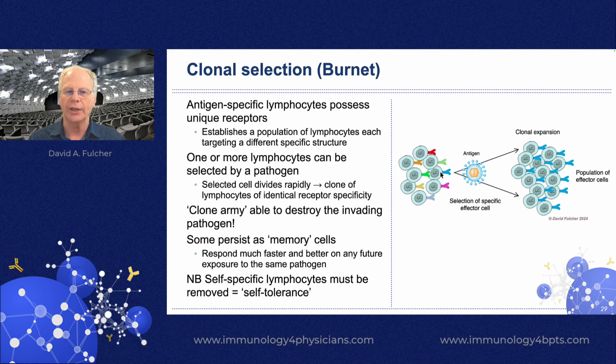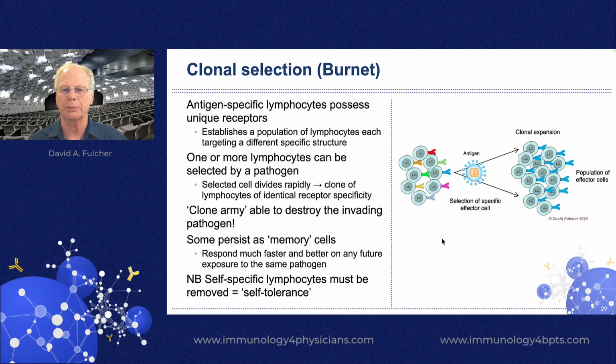That lymphocyte will then be selected to expand to create a clone army, if you like, of effector cells, each of which has a receptor directed at that initial antigenic motif. So that's enough to clear the infection most of the time. Following that, some of these cells persist as memory cells, which will then respond much faster should that pathogen try the same trick again.